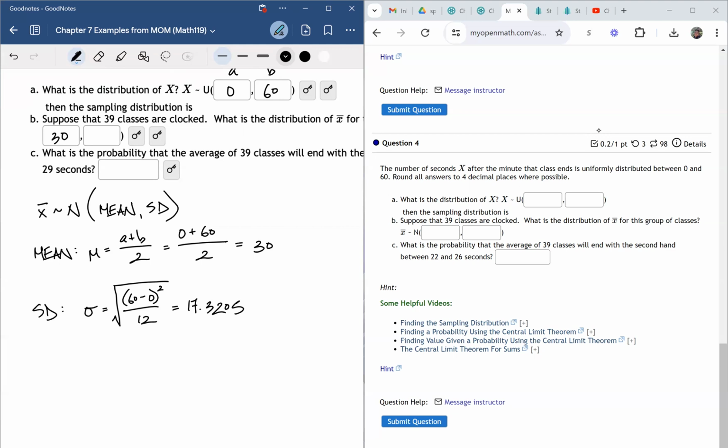Just like we did in the previous video, we take our sigma and divide it by the square root of how many samples we have. So we're going to do 17.3205 divided by the square root of 39. When we do that, we get about 2.7735. That's the number that we're going to put in here.